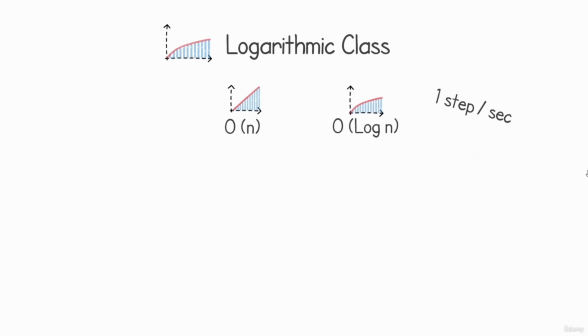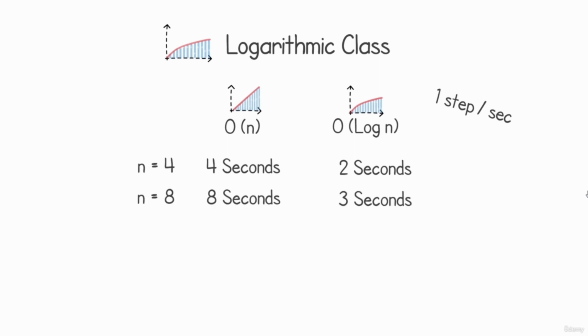Let me give you a few concrete examples of comparing the linear algorithm with the logarithmic one. In these examples, I am going to assume that each step takes approximately 1 second, just to simplify things. When n equals 4, the linear algorithm will take 4 seconds because it's doing 4 steps. However, the logarithmic one will take 2 seconds, so already we are twice as fast. When n equals 8, the linear one is 8 seconds and the logarithmic is just 3 seconds. You can see over here that even though we have doubled n, our input space, the time that it took did not double at all.